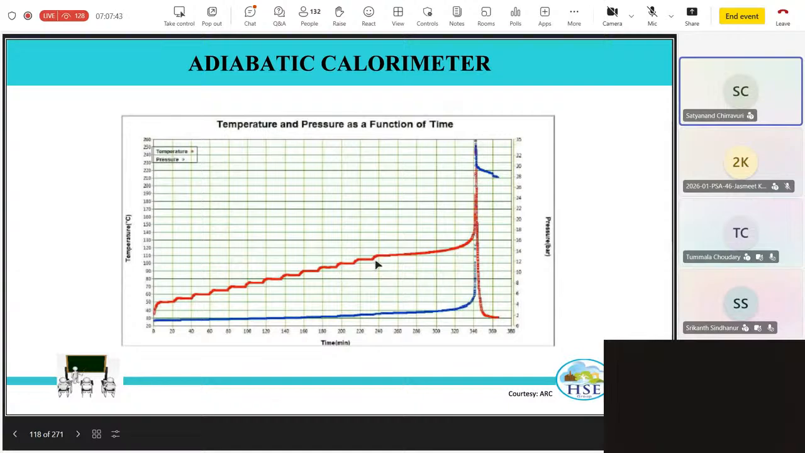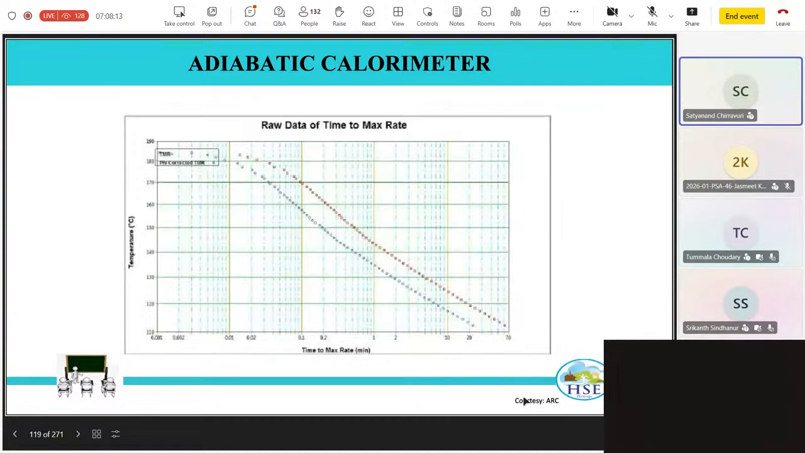That's what it keeps searching. Once it sees a thermal event, it will allow it to run on its own. It will not heat any further. See here, the steps are indicating that some amount of heating is done by the instrument itself. But once it searches and there is a heat event, it sees on its own, and the heat is self-heat, and it is actually going to heat the mass on its own, then it stops heating and allows the mass to get heated on its own, and then it tracks, and then it will convert into your TMR values, right? So, and then this data can be used.